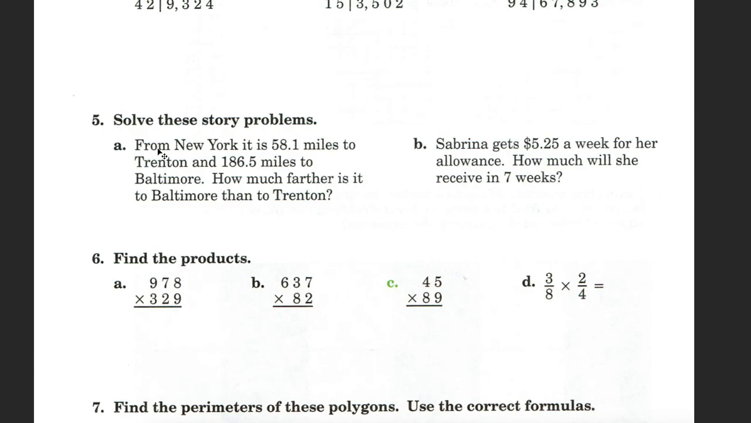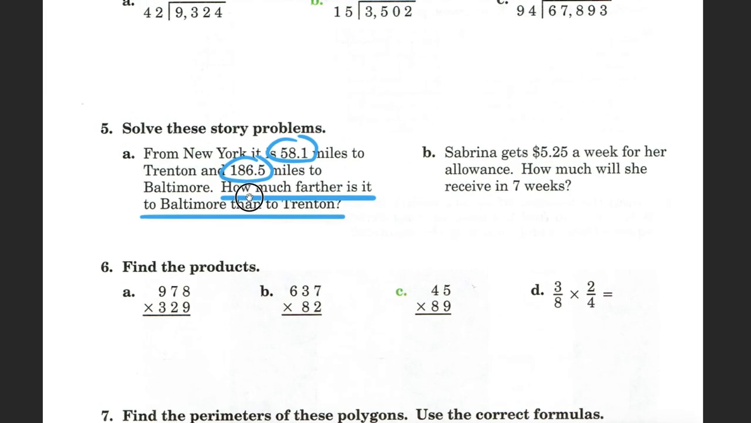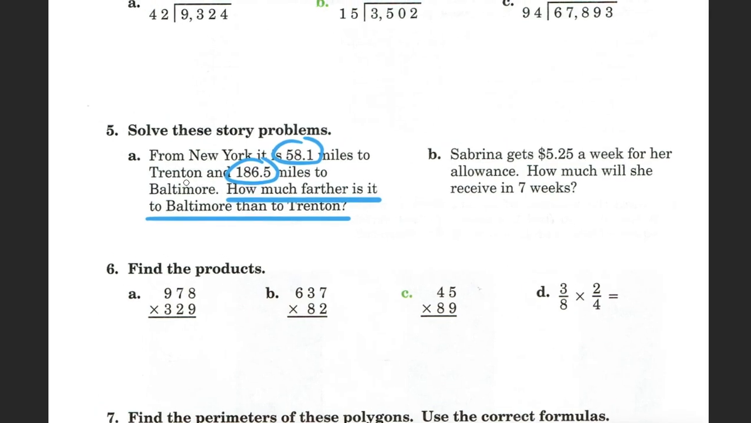All right, 5A. From New York, it is 58.1 miles to Trenton and 186.5 miles to Baltimore. How much further is it to Baltimore than to Trenton? So here's two numbers we see. Our question is, how much further is it to Baltimore than to Trenton? For this question, it's very simple. Whenever you see how much more or how much further, same as how much more, you're subtracting. So what two numbers are you subtracting? I'm sure you guys can figure that out.